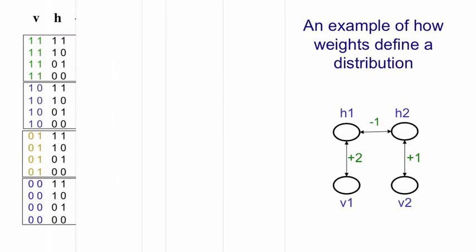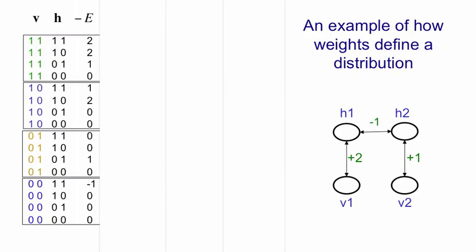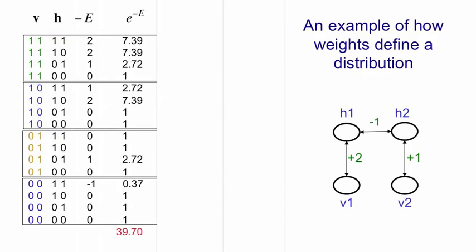Now, for each of those joint configurations, we're going to compute its negative energy, minus E. So if you look at the first line, when all of the units are on, the negative energy will be plus 2 minus 1 plus 1, which is plus 2. And we do this for all 16 possible joint configurations. We then take the negative energies and we exponentiate them. And that will give us unnormalized probabilities. So these are the unnormalized probabilities of the configurations. Their probabilities are proportional to this.